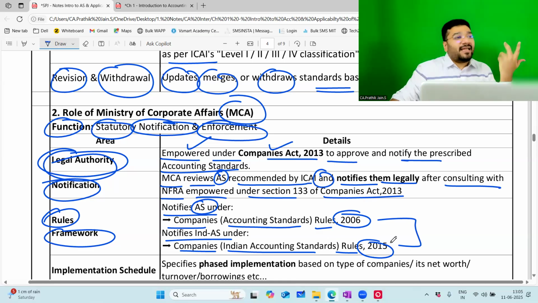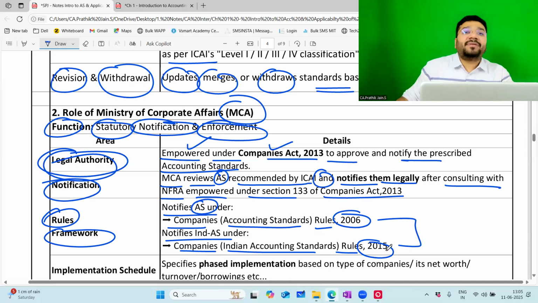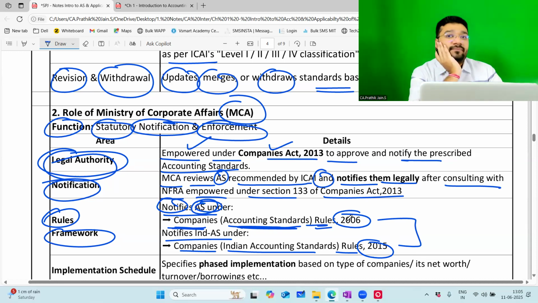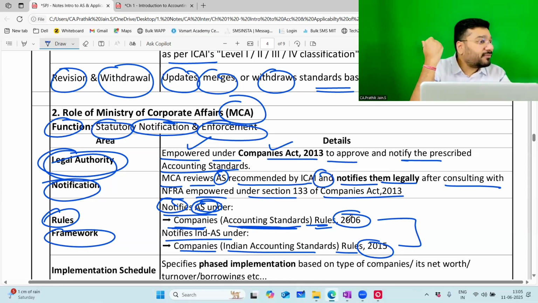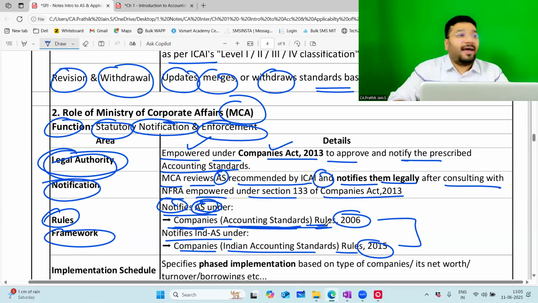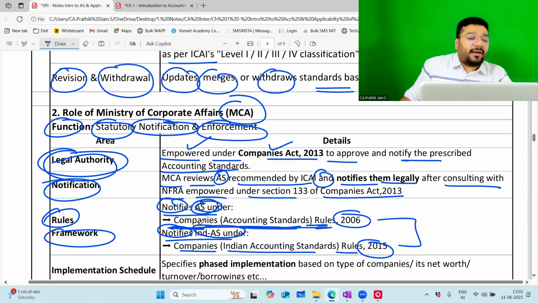Now, notification is done where, sir? If MCA is notifying AS, notification of AS is done under the Companies Accounting Standard Rules 2006. If I want to see where the accounting standard is notified, where will you go and refer? It is there in the Companies Accounting Standard Rules 2006. Whereas the notification of Ind AS, you will find it where? In the Companies Indian Accounting Standard Rules 2015.